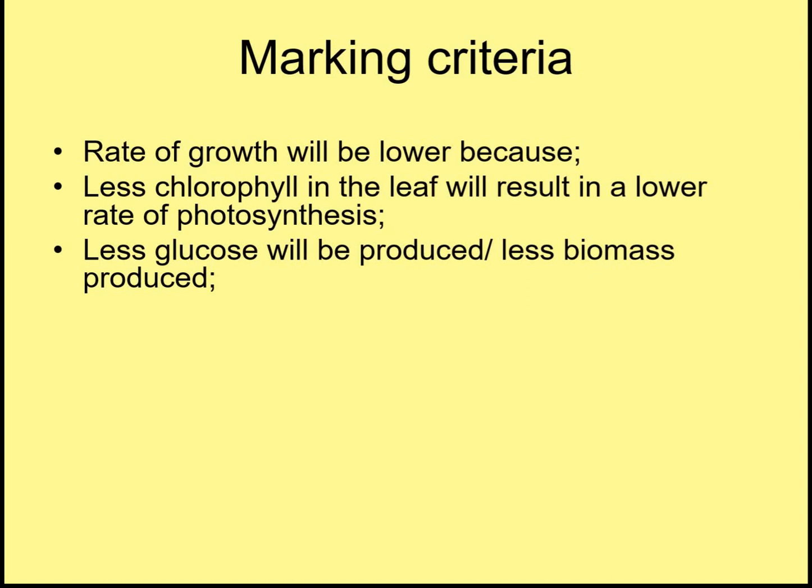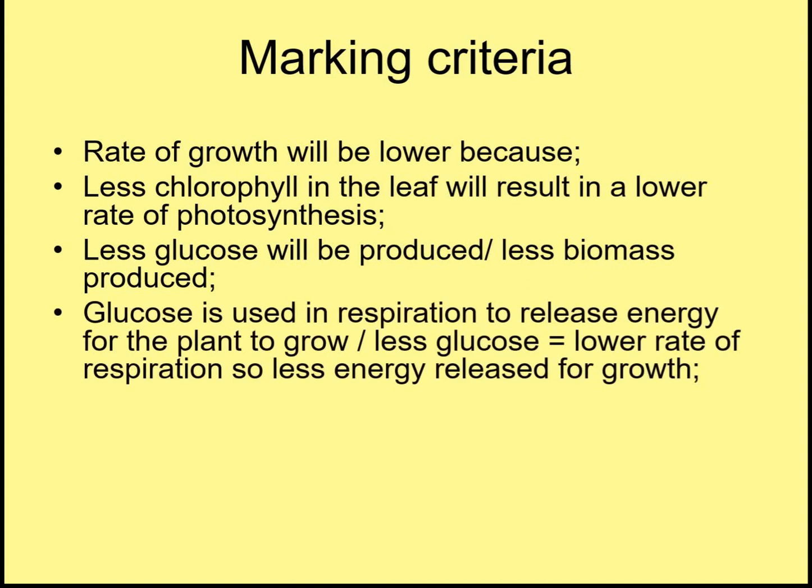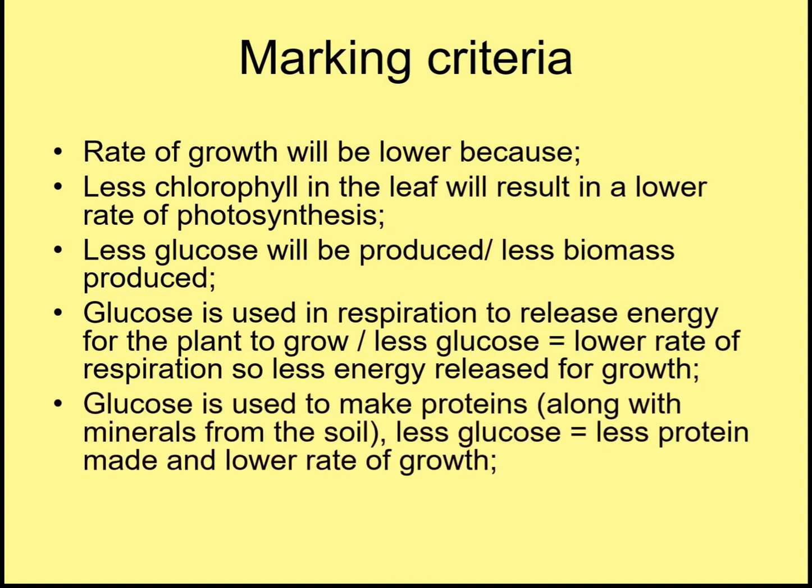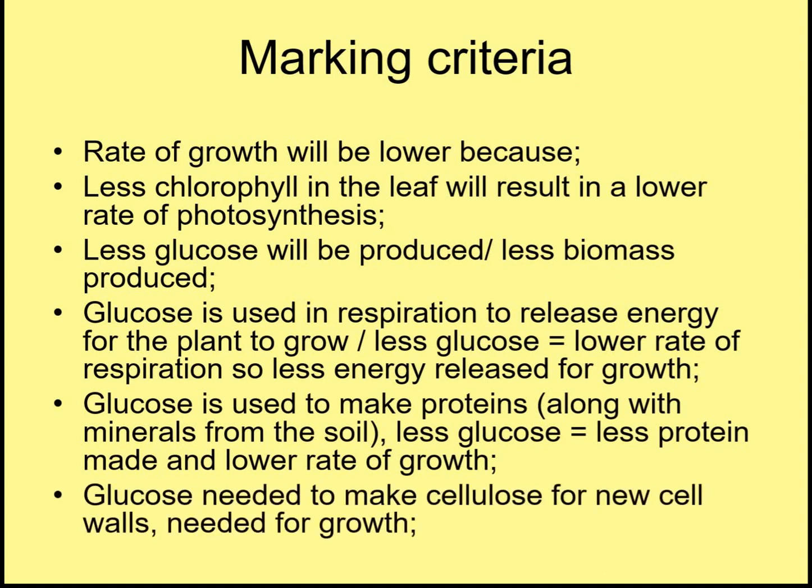But the key thing is less glucose being made, which means because glucose is used in respiration to release energy for the plant to grow, there's going to be a lower rate of respiration, so less energy released for growth, and also you use that glucose to make things like proteins and cellulose, so you're not going to be able to make new cell walls for new growth, okay, and you're not going to be able to make new proteins for new growth.